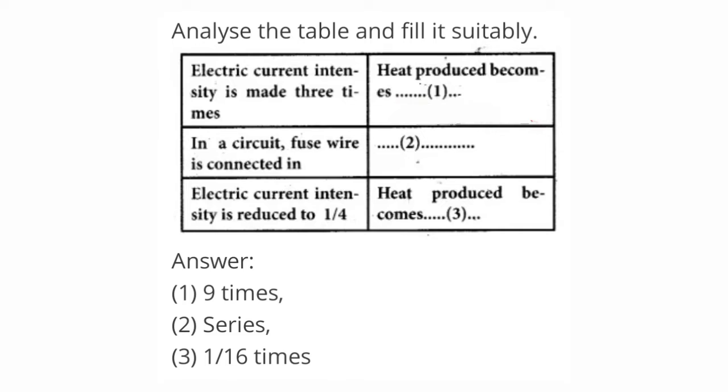Analyze the table and fill it suitably. Electric current intensity is made 3 times, heat produced becomes 9 times. In a circuit, fuse wire is connected in series. Electric current intensity is reduced to 1/4, heat produced becomes 1/16 times.